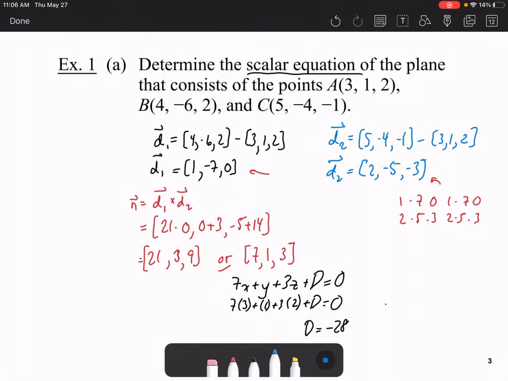So therefore, my equation is 7x plus y plus 3z minus 28 equals 0. And this is the scalar form of the plane. If you've done this properly, the first value is not negative, and all these values should be in the lowest terms. In other words, there should be no value you can divide everything by.